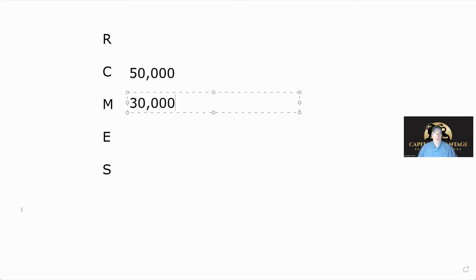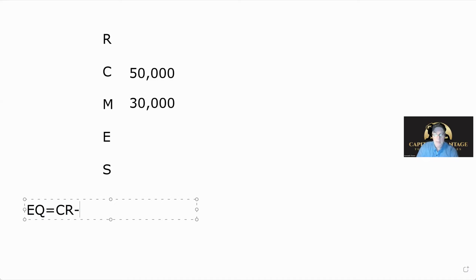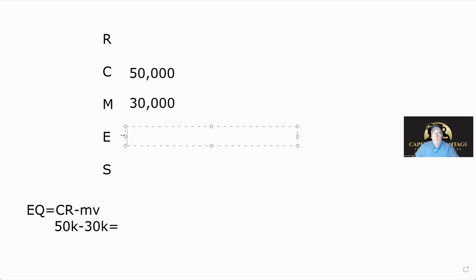So to get equity, it's credit. So equity equals credit balance, which is how much money is in the account, minus the current market value, which is what it will cost to buy it back. That's market value. So that's going to be 50K minus 30K equals 20K. So my equity is 20 grand. Easy stuff.